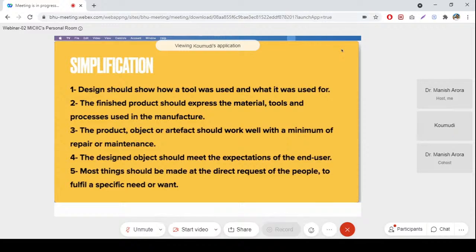In the past, designers followed the rules to show how a tool was used and what it was used for. The finished product would express the materials, tools, and processes used in its manufacture. The product, object, or artifact would work well with a minimum of repair or maintenance. The design object would meet the expectation of the end users. Most things will be made at the direct request of the people to fulfill a specific need or want. This cannot be held true for several designs or objects that are made in the world today.